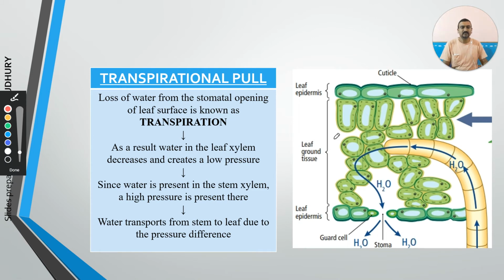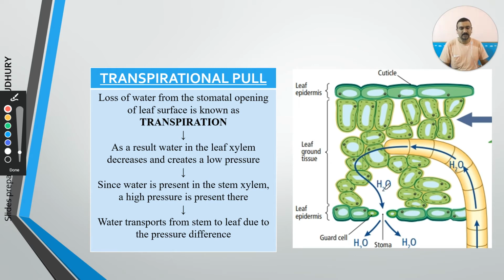Now what happens in transpirational pull? Understand, this is a leaf section, where this is a stomata. Now from the stomata, continuously water keeps on going out because of transpiration, that is loss of water in the vapor form. Now when water is continuously going out in the form of vapor, then immediately inside the stomata, the air cavity or the stomatal cavity which is present, that cavity will lose water.